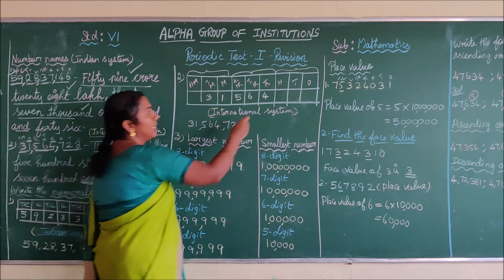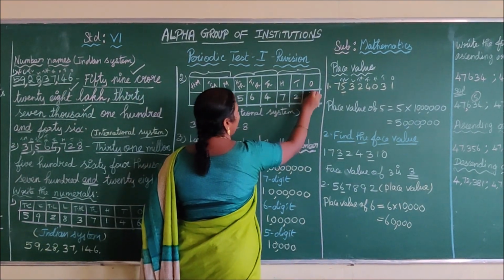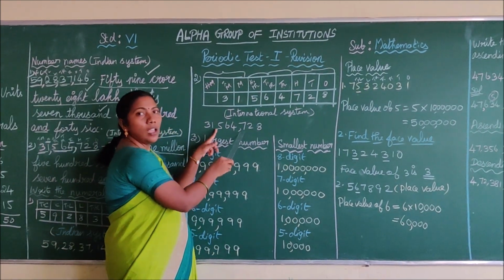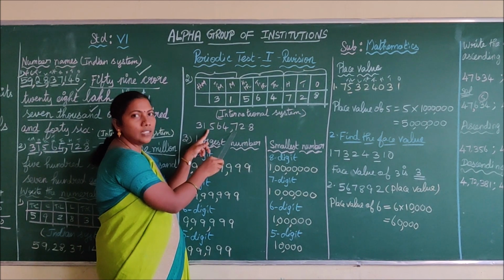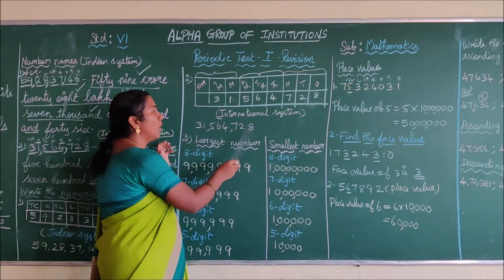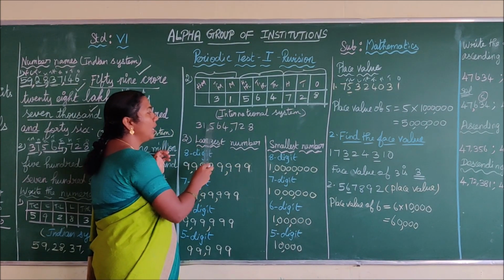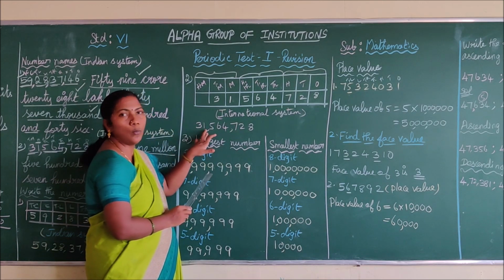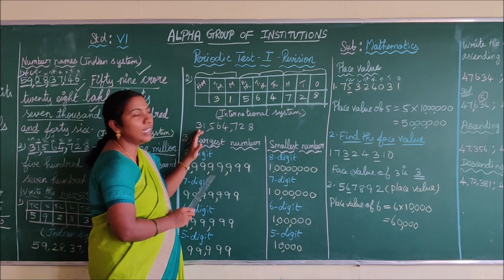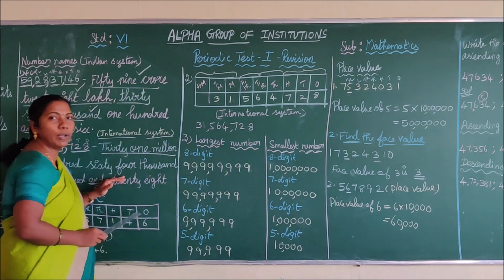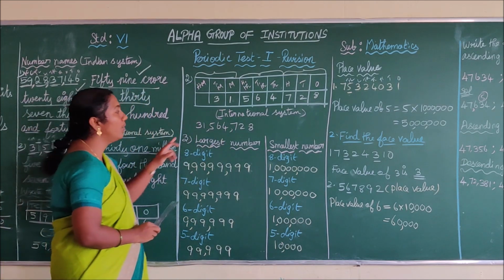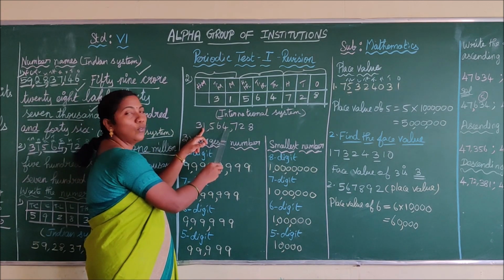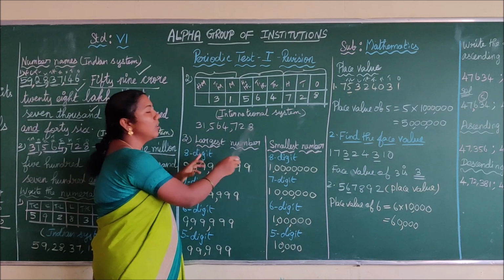728. So you have to write here 728. Again you have to write the number. Once again you have to place the commas using the international system after every 3 digits. 1, 2, 3, comma, 1, 2, 3, comma, 1, 2. Before that we don't have any number, so you have to stop the comma up to this. Thus we have written the number for the given number name in the international system. Now you read this number: 31,564,728.